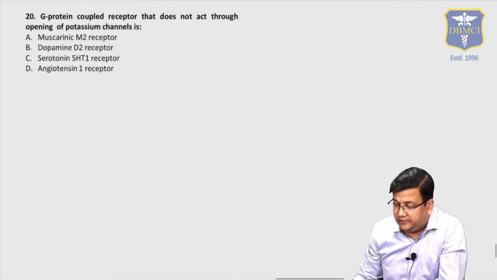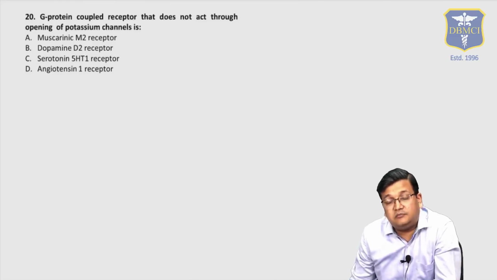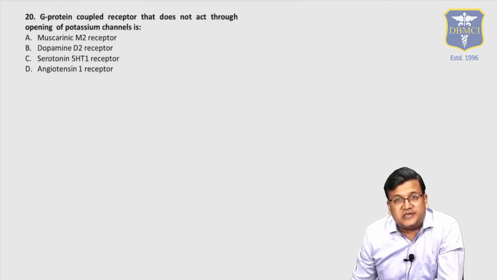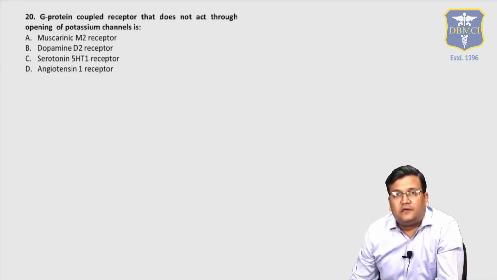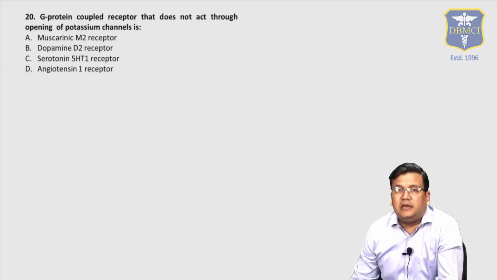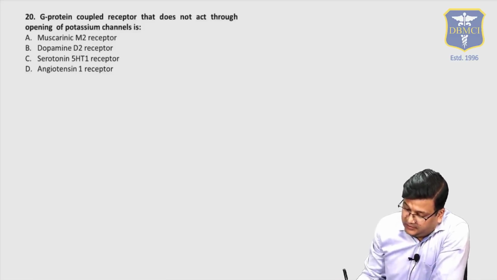Question number 20, G protein coupled receptor that does not act through opening of potassium channel is. This is a difficult question based on some relatively recent discovery, normally not asked, and we will have to discuss from the beginning of G protein coupled receptor. So you see, what is a GPCR we need to understand.